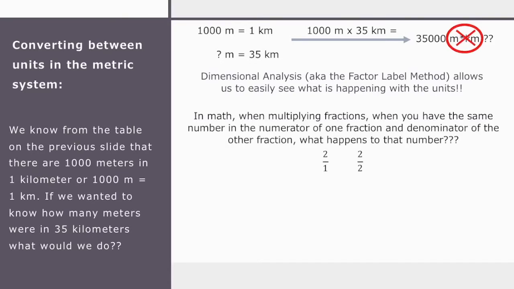All right, so let's talk about it like this. In math class, when you multiply fractions, when you have the same number in the numerator of one fraction and the denominator of another fraction, what happens to that number? So here's our two fractions here, and you can see I've got a 2 in the numerator here and a 2 in the denominator here, and I'm multiplying these fractions. So what happens in a case like that? It cancels out. So this 2 and this 2, they cancel each other out, and we can clearly see the answer here is going to be 2.